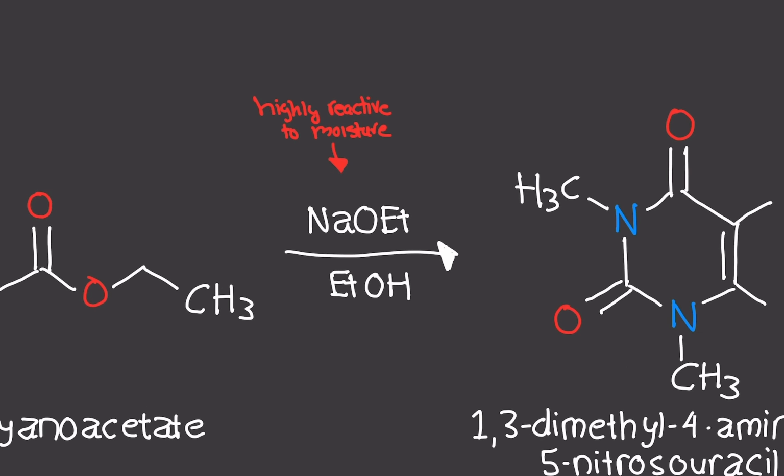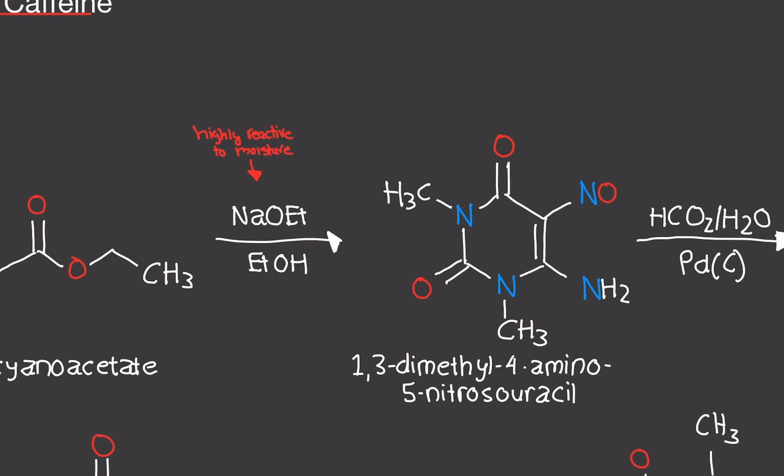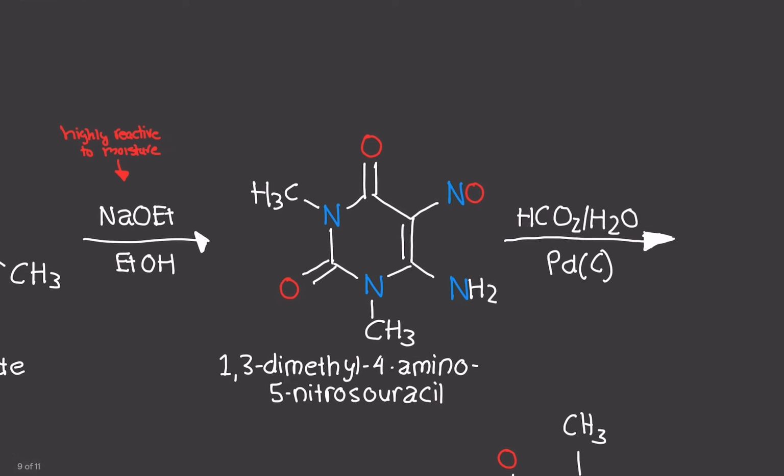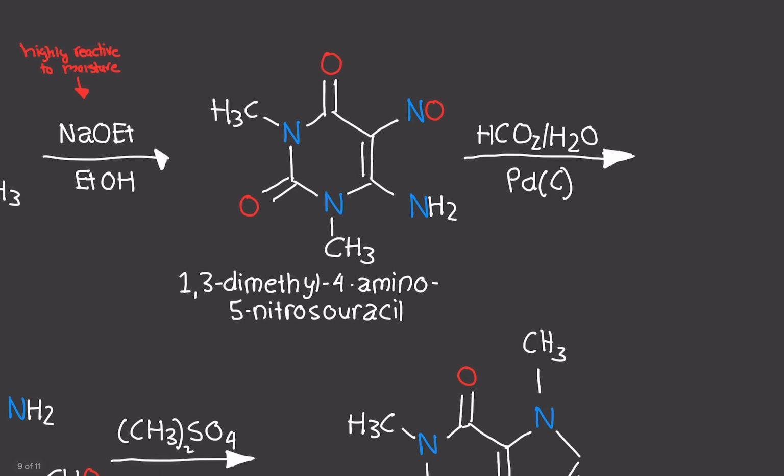You'll probably notice in organic chemistry lab, or if you work in a lab, sodium ethoxide is usually in a very tightly sealed container. They usually put all these warning labels on there: make sure you close the cap after you're done, because there's moisture in the air, and the moisture will react with the sodium ethoxide and ruin it. Doing this will yield you 1,3-dimethyl-4-amino-5-nitrouracil.